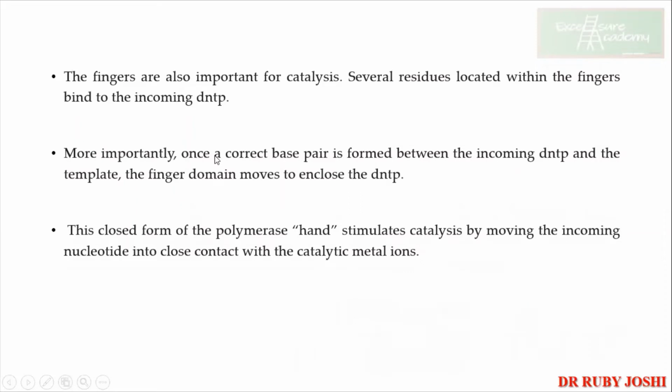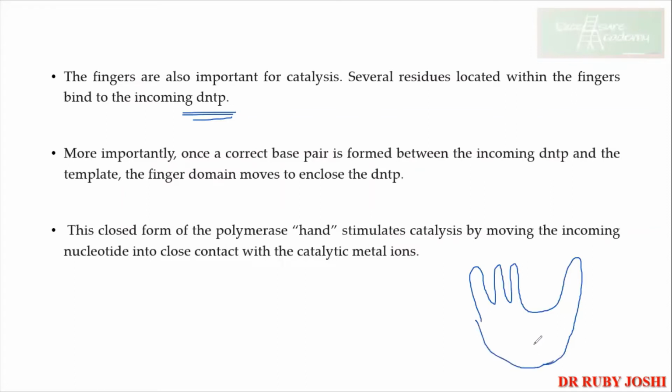Now the fingers. So अभी हमने जो discuss किया था, it was all about the palm region. Now the fingers are also important. So several residues located within the fingers bind to the incoming dNTPs. Incoming dNTP. So हमेशा याद रखना the function of these. So एक हो गया अभी. Just now we have discussed the palm domain. Now we are discussing the fingers. So इनका काम क्या है? जो भी incoming आपका dNTP है, to interact with that. So once it is the correct one, then only it is going to make the interactions with that. Okay.